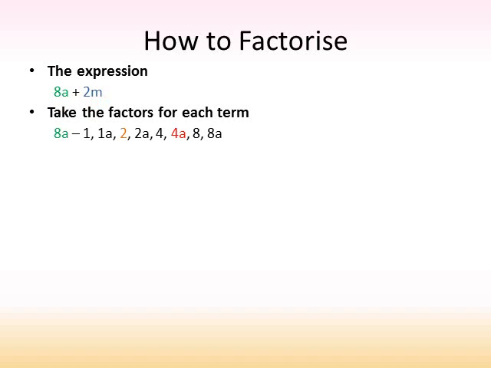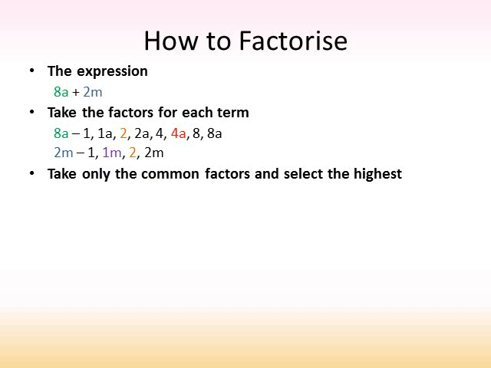The factors of 8a are listed here. These are the numbers that can be multiplied to produce 8a, or the numbers which divide evenly into 8a. And the factors of 2m are listed here. Now we need to identify the common factors. These are the numbers and or pronumerals which are factors of both terms. In this case, the 1 and the 2 are common factors.